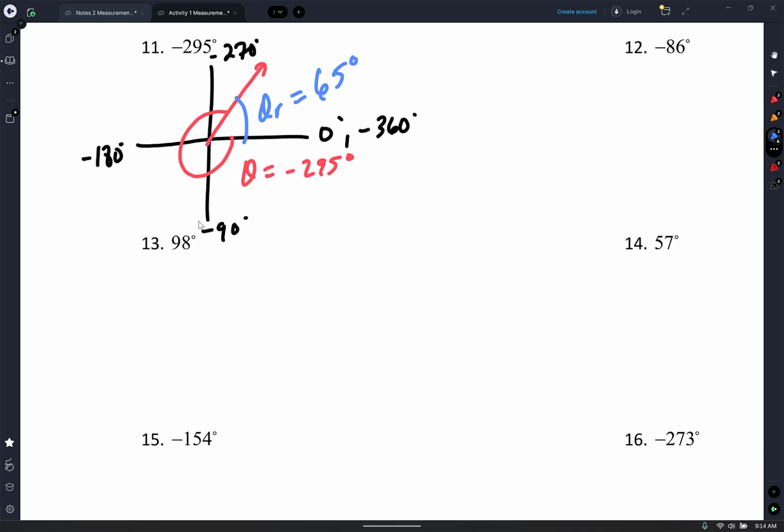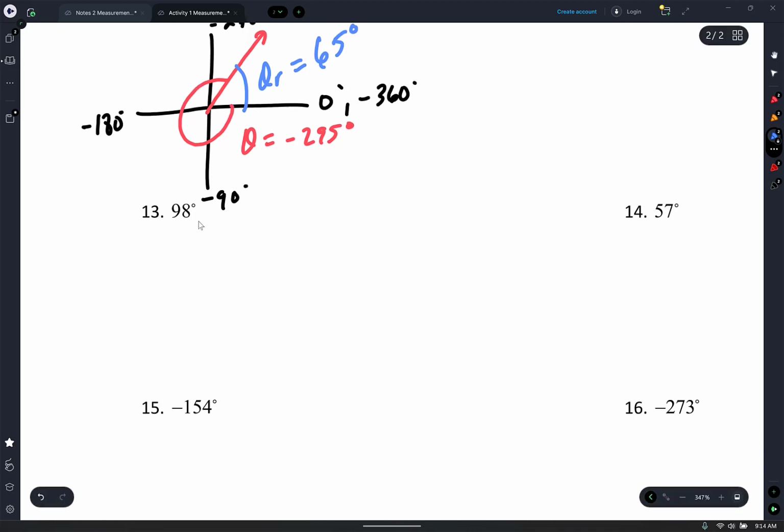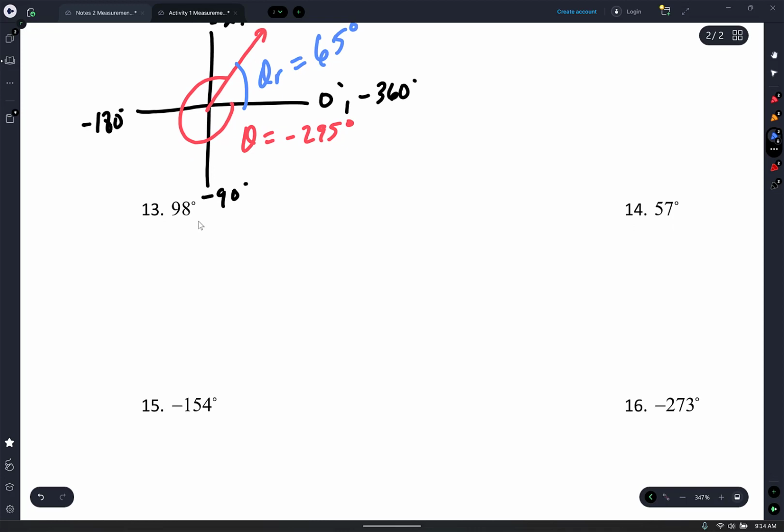Are we okay? Okay. 98 degrees. There used to be a boy band called 98 Degrees. Tell your parents about it. They probably know. You guys probably don't.